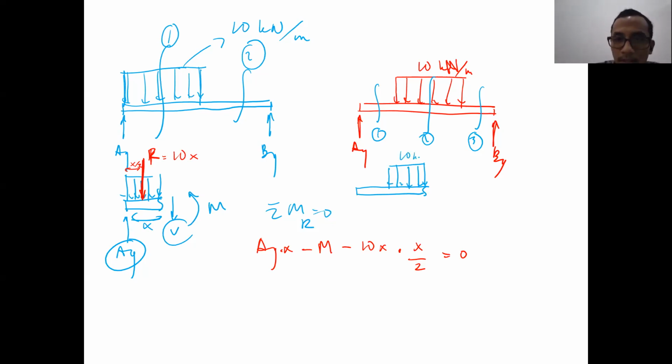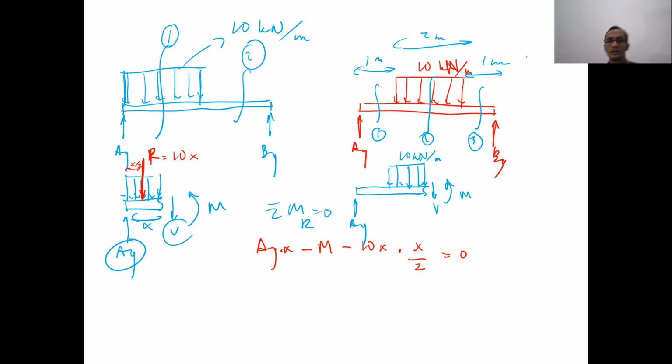Okay, 10 kilonewton per meter. So we have Ay, then we have phi and m like this, right? Yes, sir. So for example, if this one is 1 meter, this one is 2 meters, and this one is 1 meter. Okay, so you just calculate it.